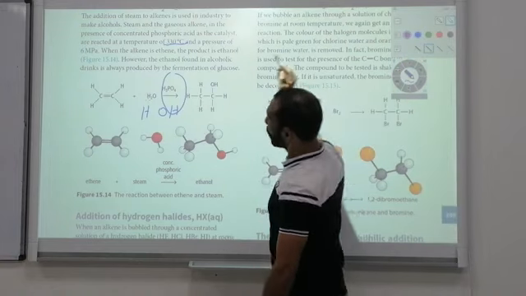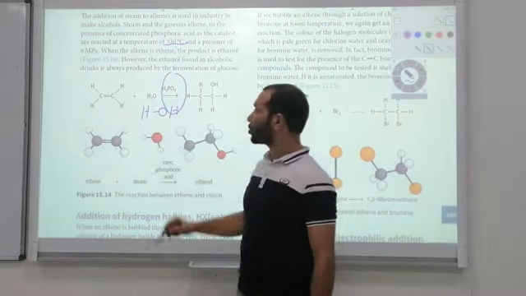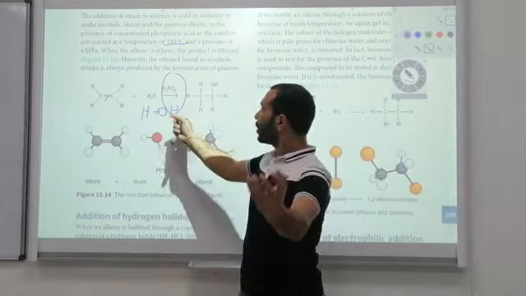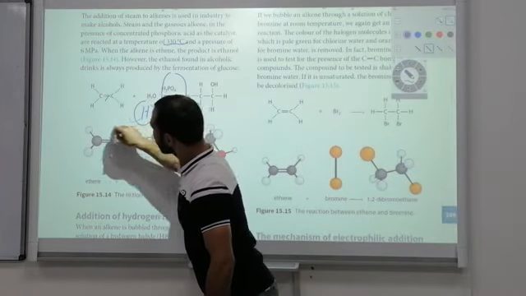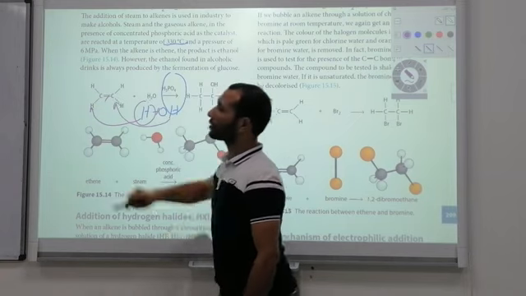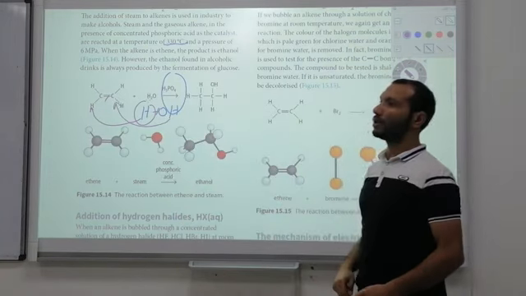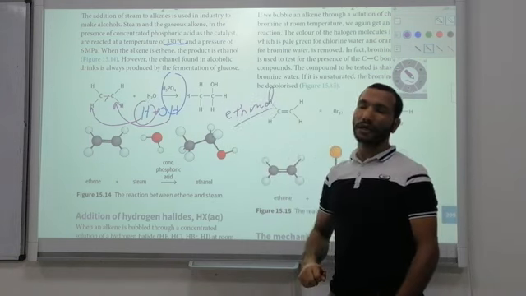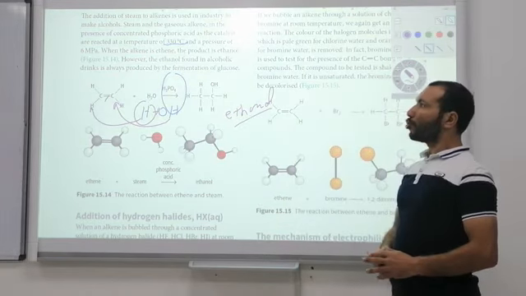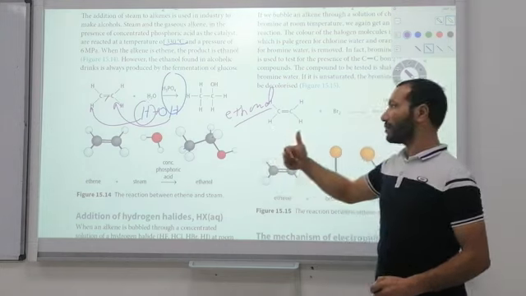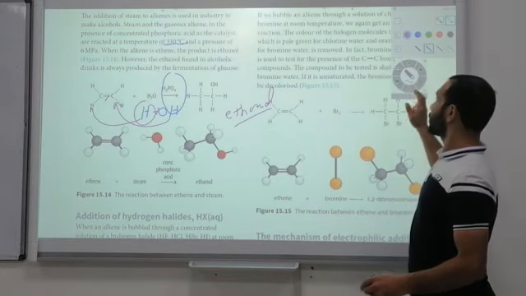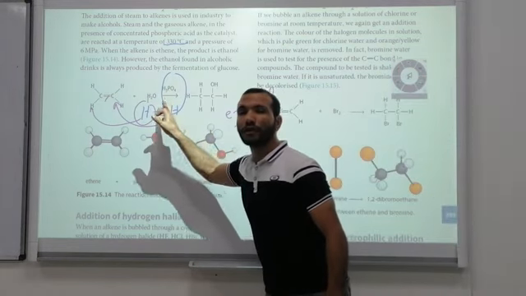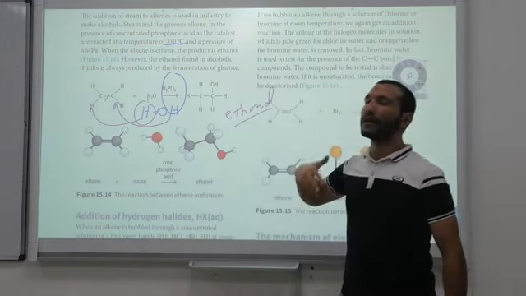Number one, we will break the bond between the hydrogen and the OH. We will break this bond, and we will break the carbon-carbon double bond. Then we will add hydrogen to this side and OH to this side, so it will form alcohol. This is called ethanol. In this way, we can add steam, but we must have phosphoric acid present to absorb the excess water.